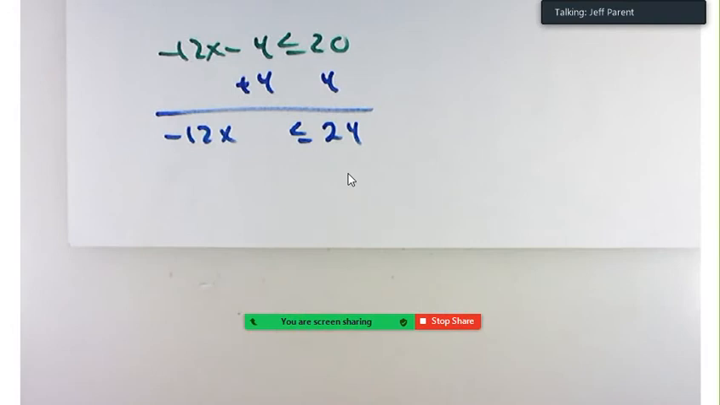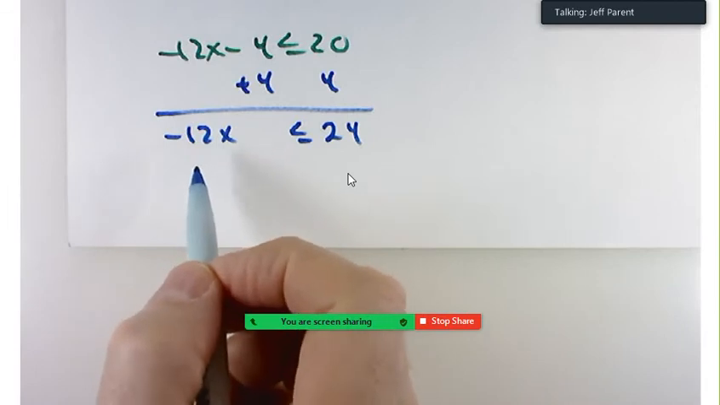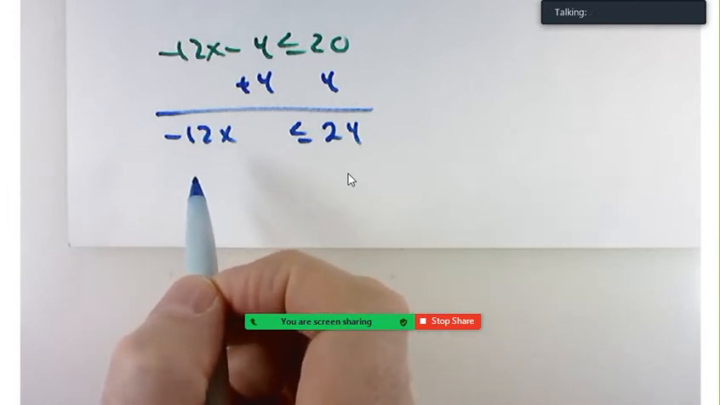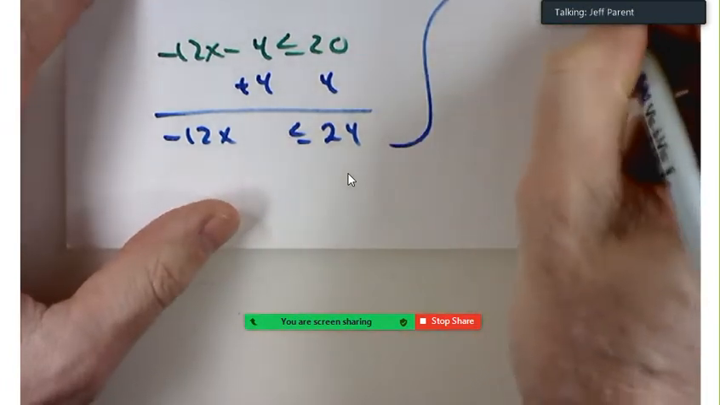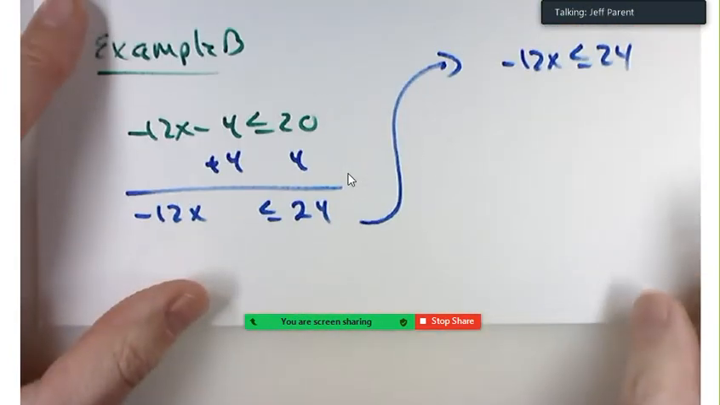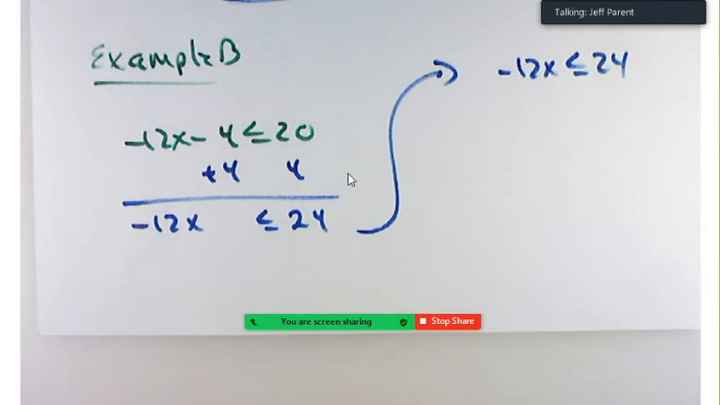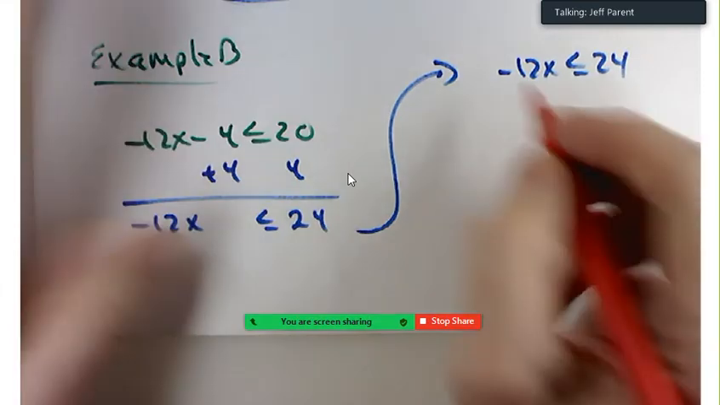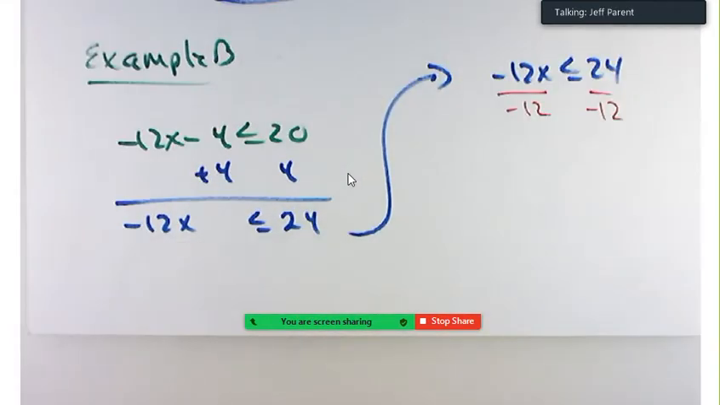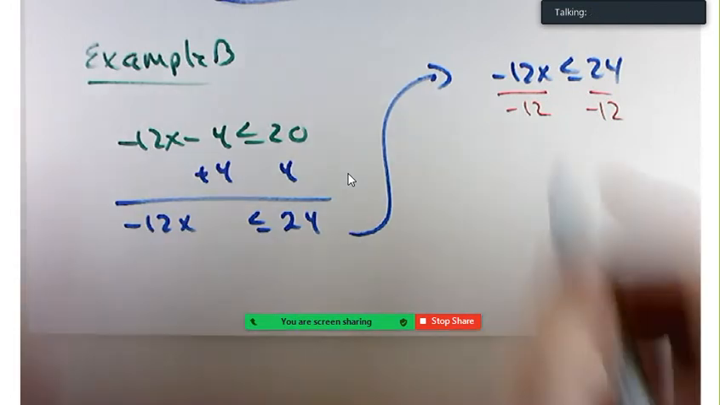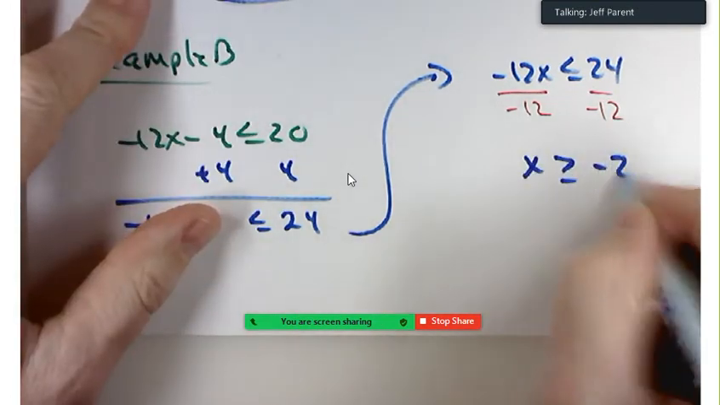But the reason I chose this one is because I want to remind you about working with inequalities, and in particular, when you've got a negative. To solve this, negative 12x is less than or equal to 24, I need to divide both sides by negative 12. What special thing is going to happen when I divide by a negative? It's going to flip your sign. Yeah, excellent. You're going to flip that sign. So that's going to be x is greater than or equal to negative 2.